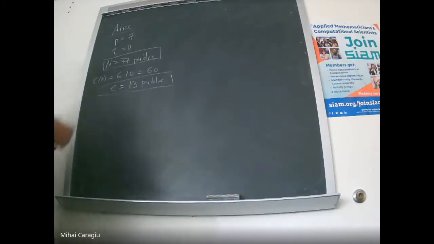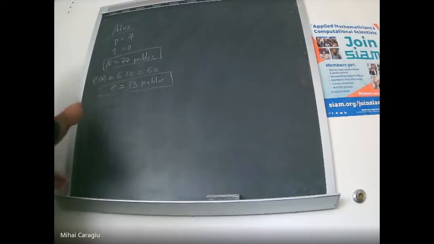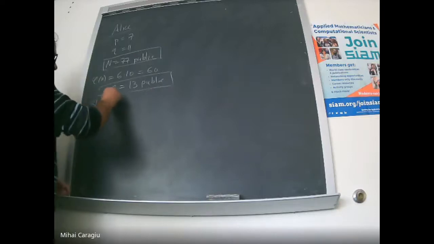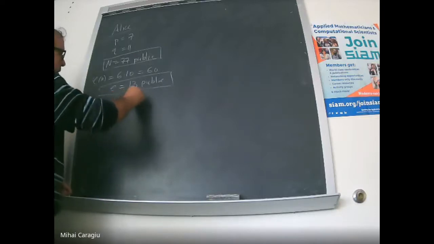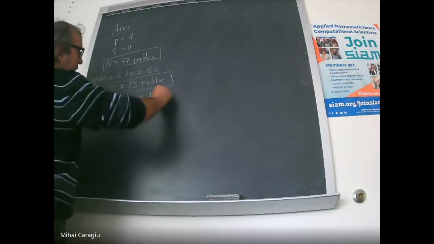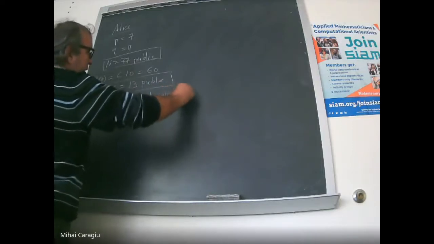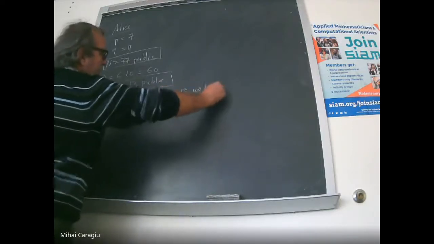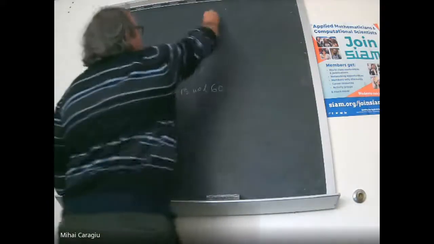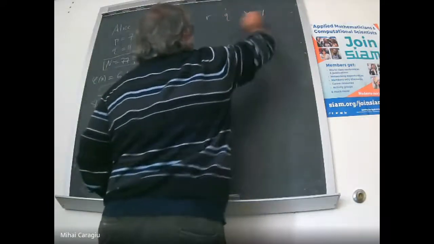Okay, what else is Alice doing privately? She will invert 13. So she applies the EEA to invert 13 mod 60. Let's do the table with remainder, quotient, x and y for the inverse.